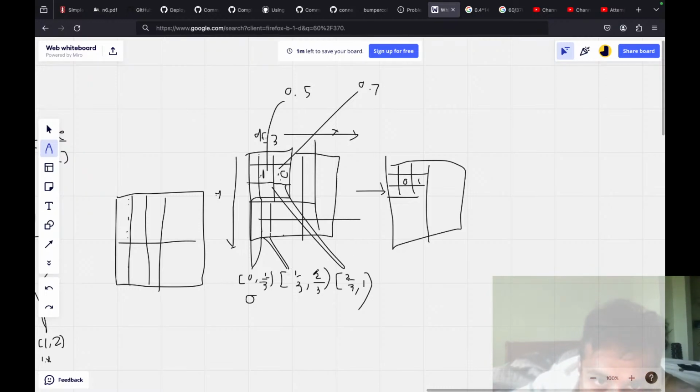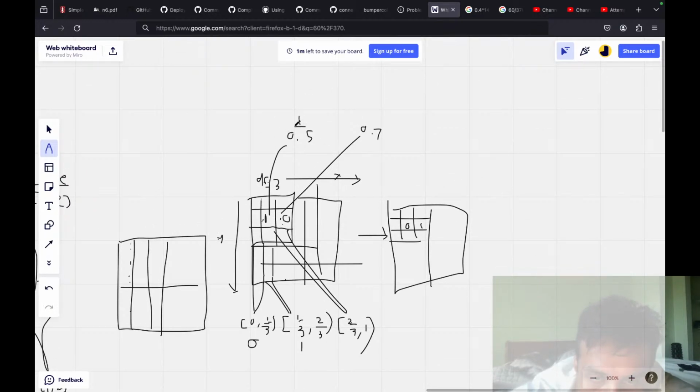But anyways, so 0.5, you want to map that to what? 0.5 belongs in 1, right? So f of 0.5 should give us 1. We want this to map to 1 and this to map to 2. Why? Because 0.5 lies in this interval, and 0.7 is between 0.6666 infinite and 1.0. So that should be 2, right? So how do we do that?